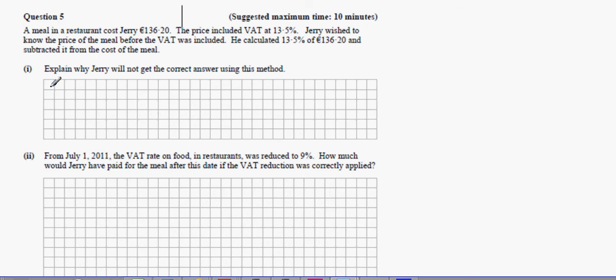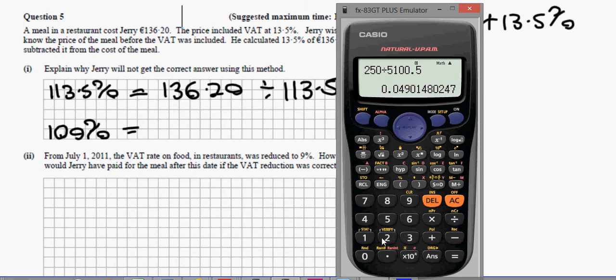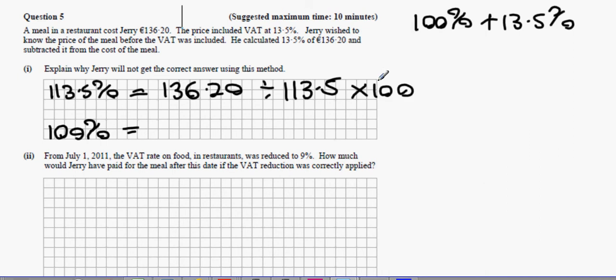The correct method is 113.5%. So that's your 100% plus your 13.5% is equal to €136.20. Now, 100% of the meal is going to be dividing this by 113.5 multiplied by 100. Okay? So what we're going to get is 136.2 divided by 113.5, and what we get here is 1.2. Okay, and then we're going to multiply that by 100 to turn it back into 100%, and we get €120.